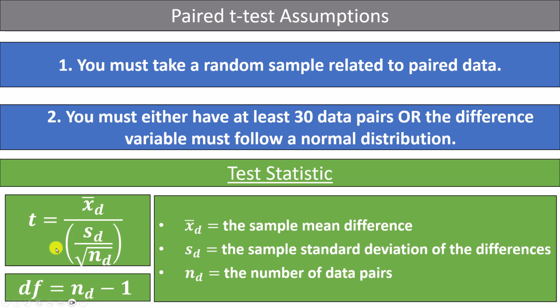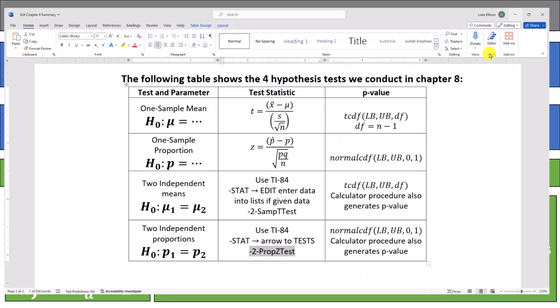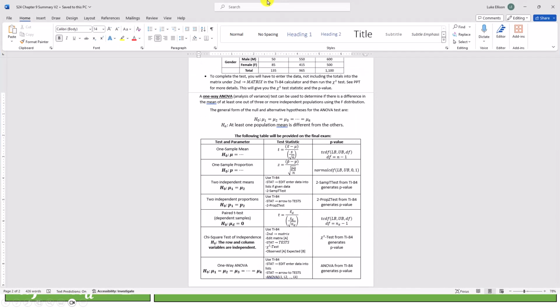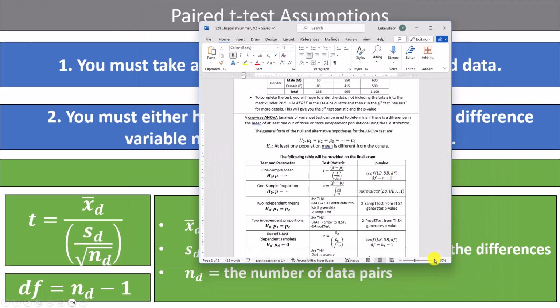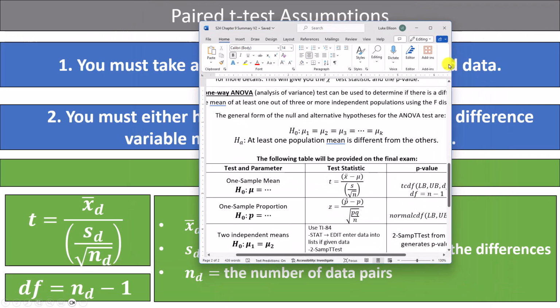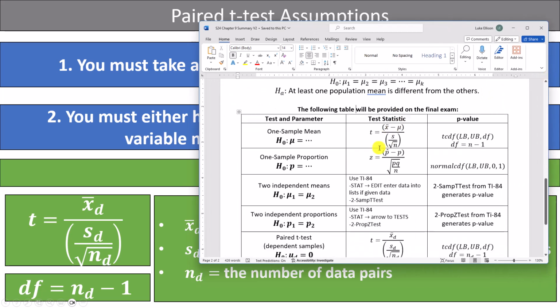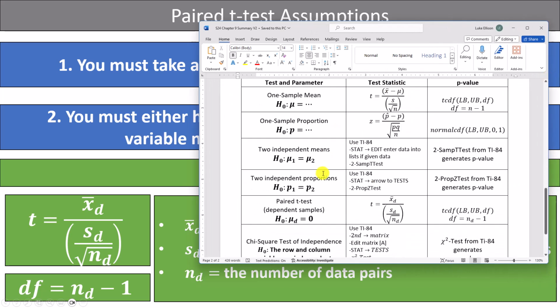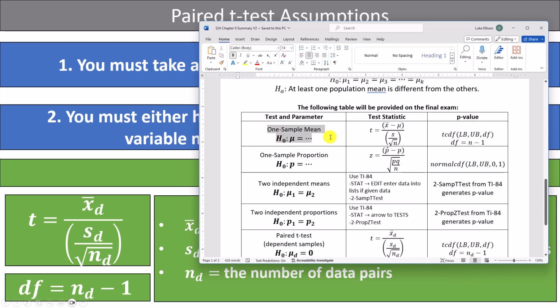Now, I do want to also just note here that this is the same test statistic that we used before for the one sample mean. Let me bring that up. Actually, let me bring up this handout. So if we look at this handout here, which you can find in the notes or the description of this video, you'll see here for the one sample mean, we used a very similar kind of formula, x bar minus mu divided by s over the square root of n.